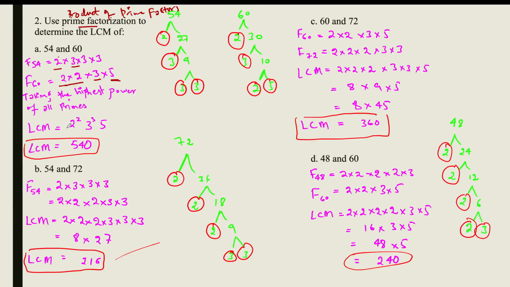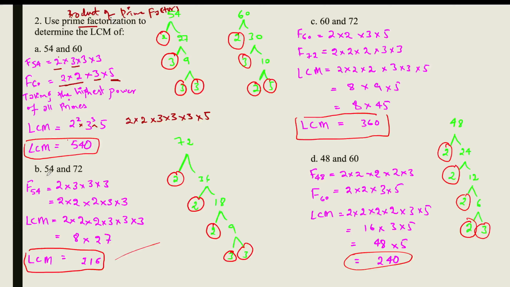This way the LCM would be 2 raised to the power of 2, 3 raised to the power of 3, multiplied by 5. So that becomes 2 multiplied by 2 multiplied by 3 multiplied by 3 multiplied by 3 multiplied by 5. When we do the multiplication, we get 540. So the lowest common multiple of these two is 540.